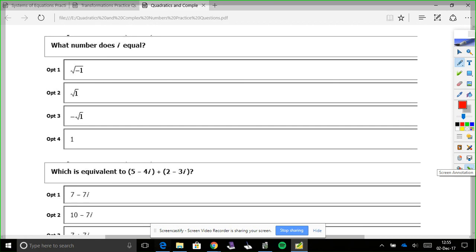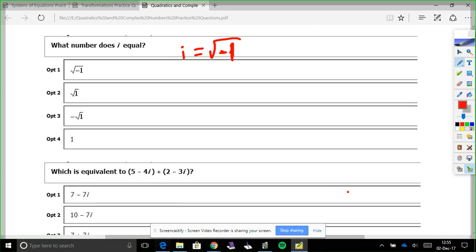Alright guys, so now we are onto our complex numbers. Let's start with what number i equals. We've mentioned this in the past, but i is always equal to the square root of -1. That's just one of those facts that you need to remember, have it somewhere written on your paper because it's pretty useful information. Why i equals the square root of -1.